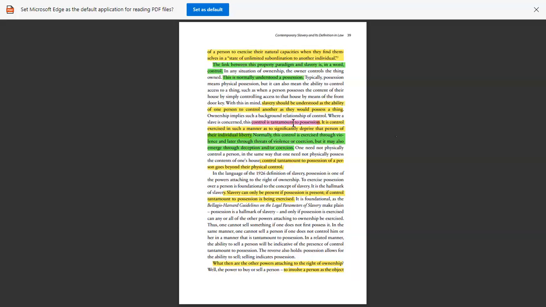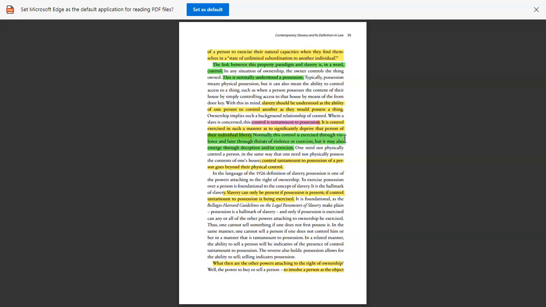And that's where it says here in pink: control is tantamount to possession. So if you're in control of something, then you are said to possess it. And possession leads towards, again, the ability to subordinate another individual. It is control exercised in such a manner as to significantly deprive that person of their individual liberty. So if your liberties are being thwarted by an exercise of control, that is in effect what conditions like slavery in the contemporary era are defined as.